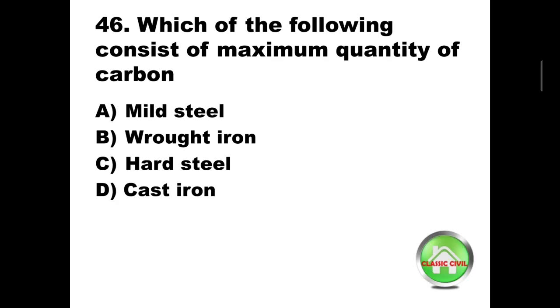Question number 46. Which of the following consists of maximum quantity of carbon? Option A, mild steel. Option B, wrought iron. Option C, hard steel. Option D, cast iron. Which of the following consists of maximum quantity of carbon? Answer is option D, cast iron.